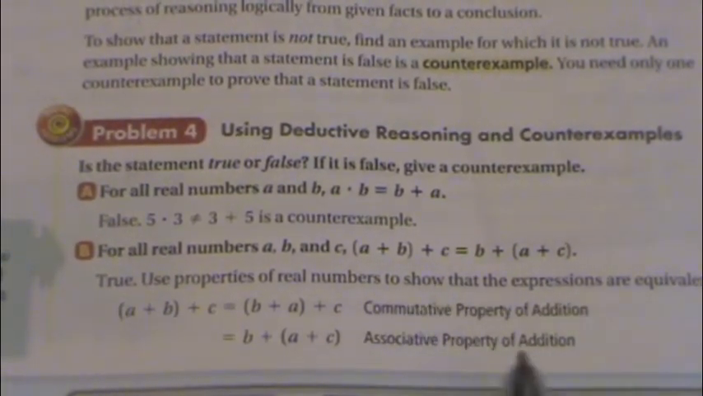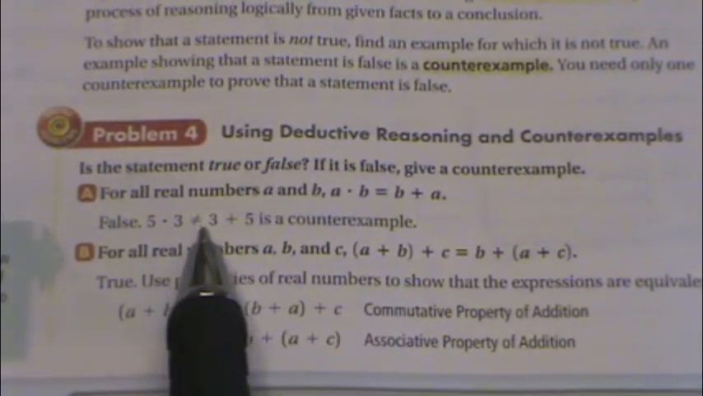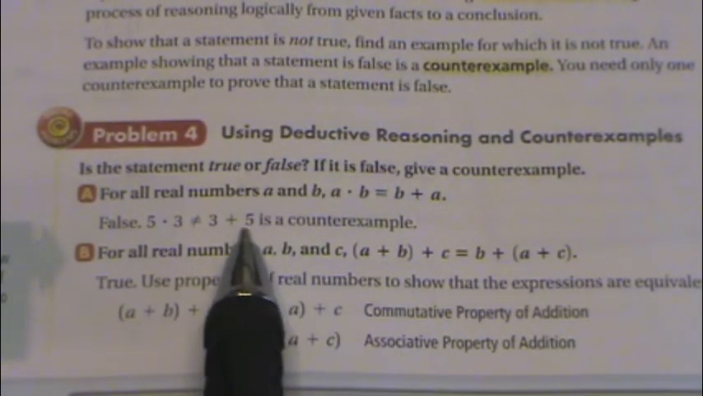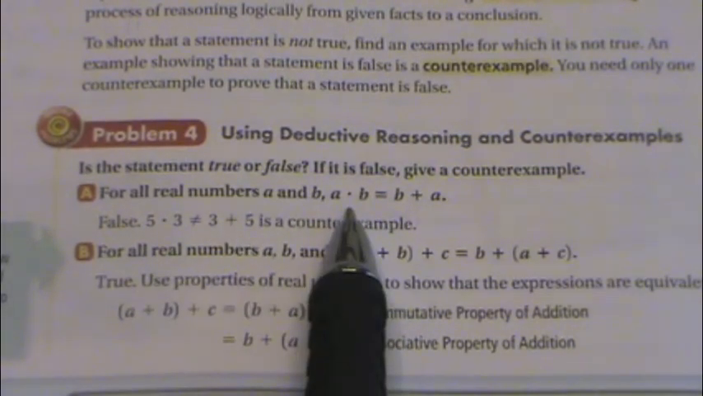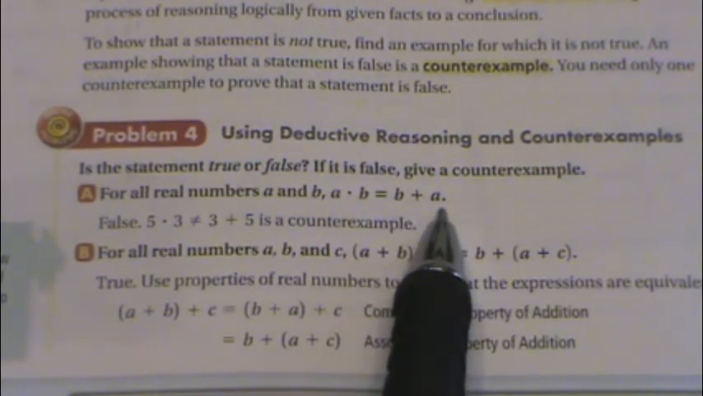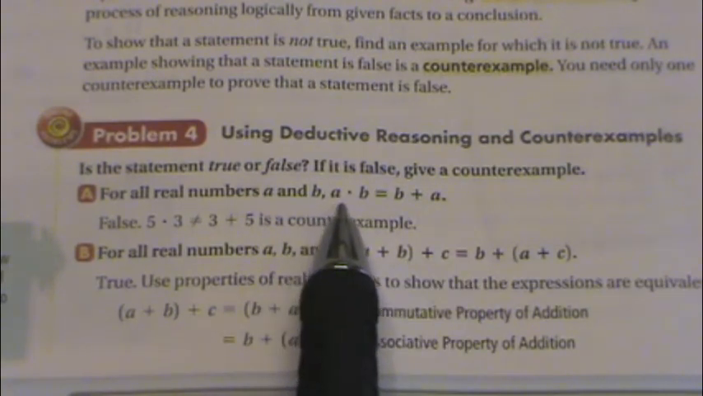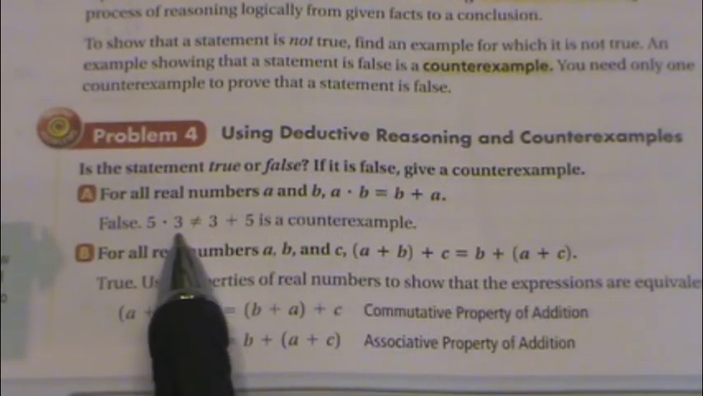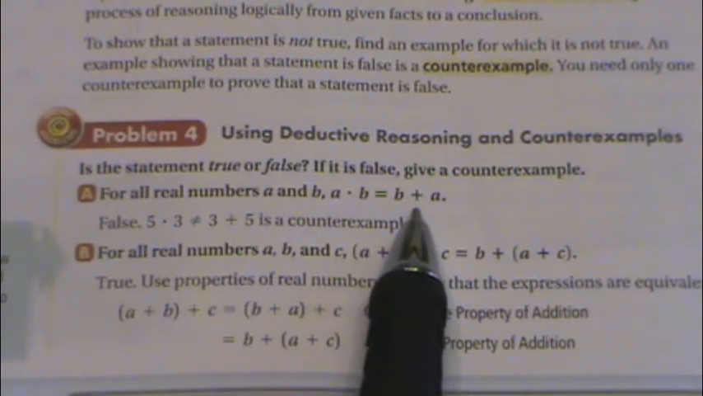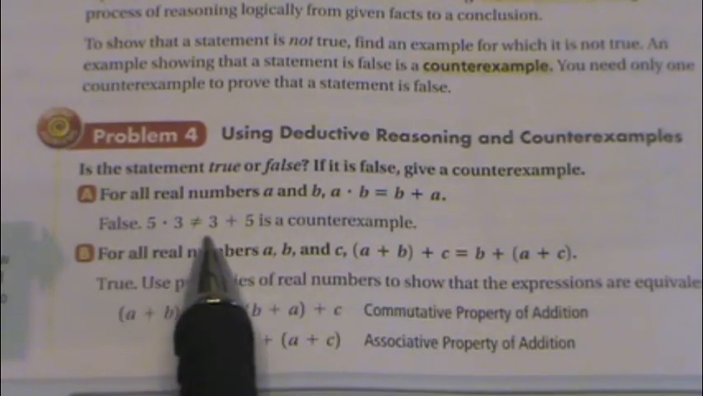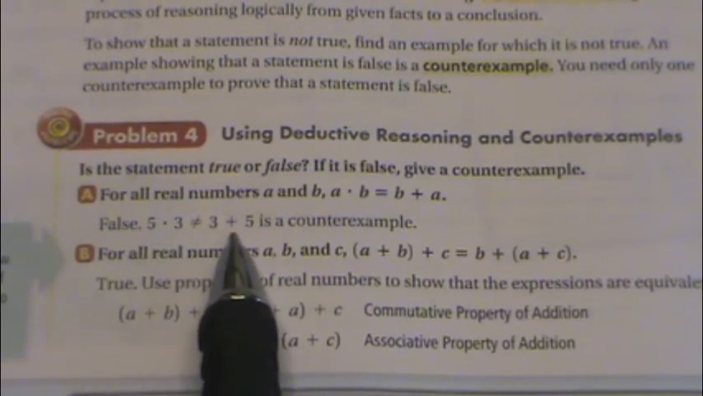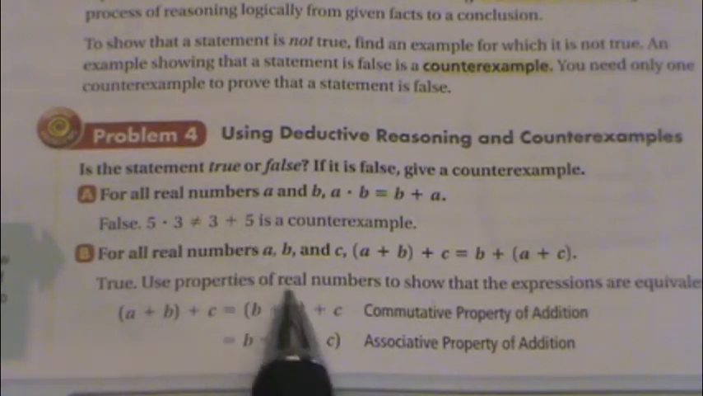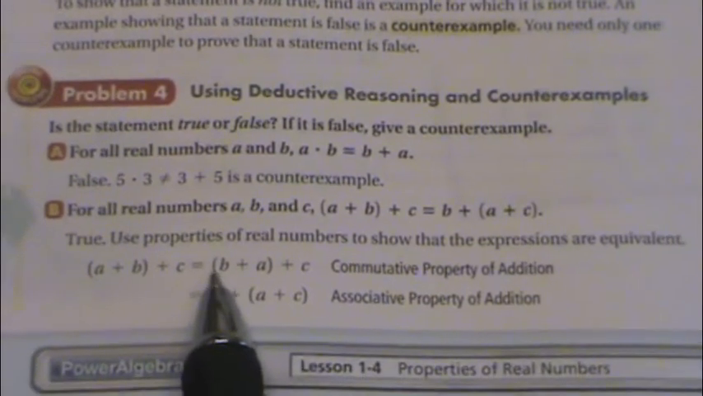So for number A, you're trying to figure out if this is true or false. And if it's false, give it a counterexample. A times B equals B plus A. Well, you know that's not true. And to show me when it's not always true, there you go. 5 times 3 is 15. 3 plus 5 is 8. Those are not equal.